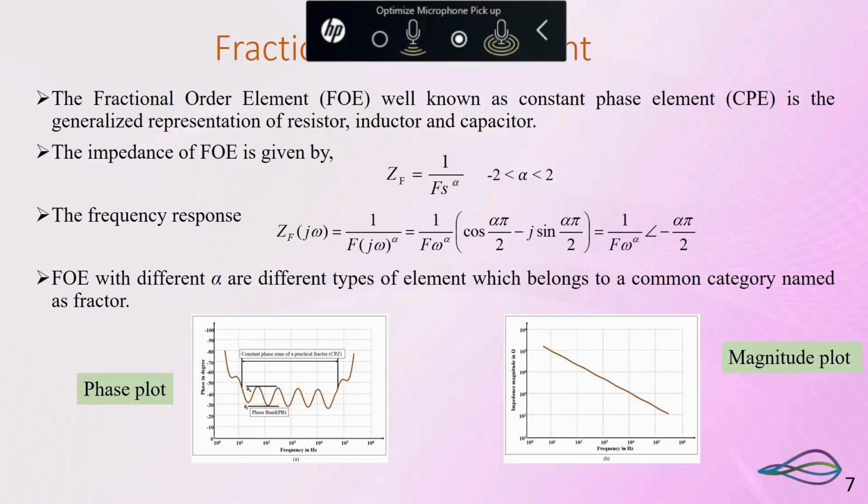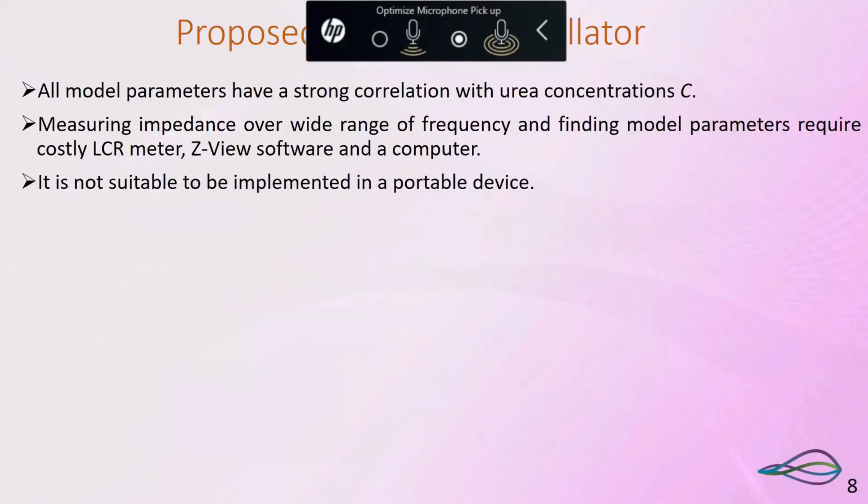But in practice, it does not show constant phase everywhere, only over a limited frequency zone, and it also has a little bit of phase band. All of the model parameters have a strong correlation with the urea concentration. But taking the impedance data requires a costly LCR meter. After that, you have to put this data into the ZView software to get these electrical parameters, which needs costly software and a computer. So this is not suitable for a portable meter.